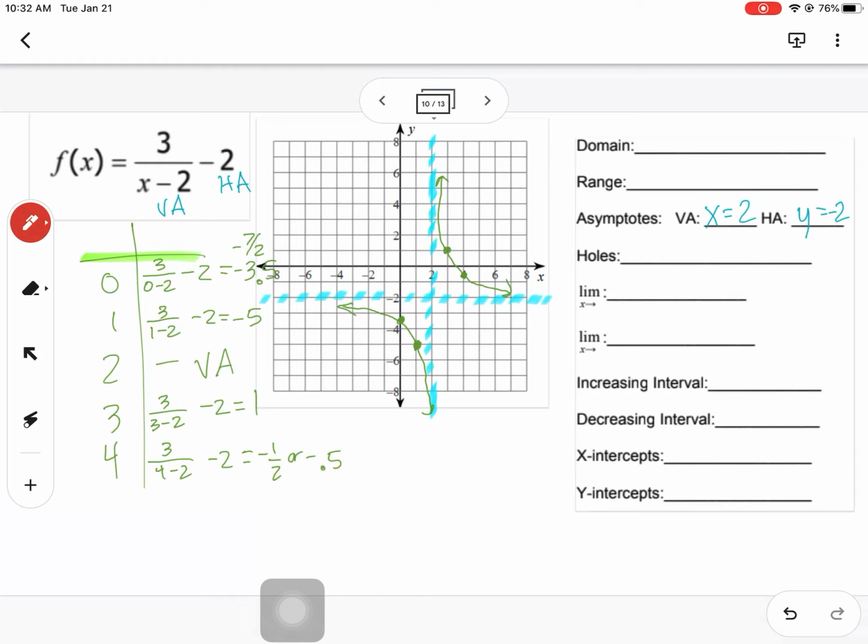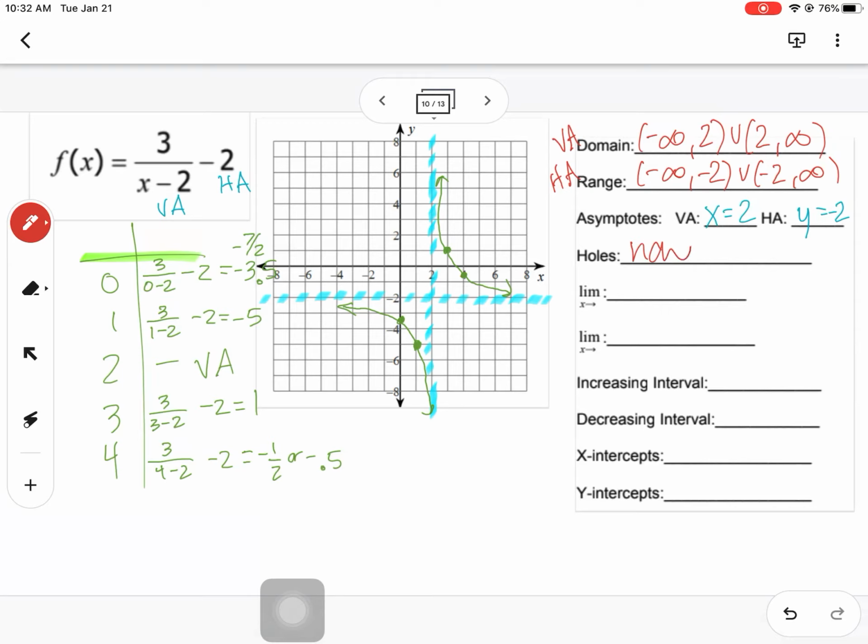Going to our chart. Again, your domain is everything except your vertical asymptote. So in this case, it's negative infinity to 2 and 2 to infinity. My range, every y value that it can be, so it's everything except for whatever your horizontal asymptote is. So it's negative infinity to negative 2 and negative 2 to infinity.